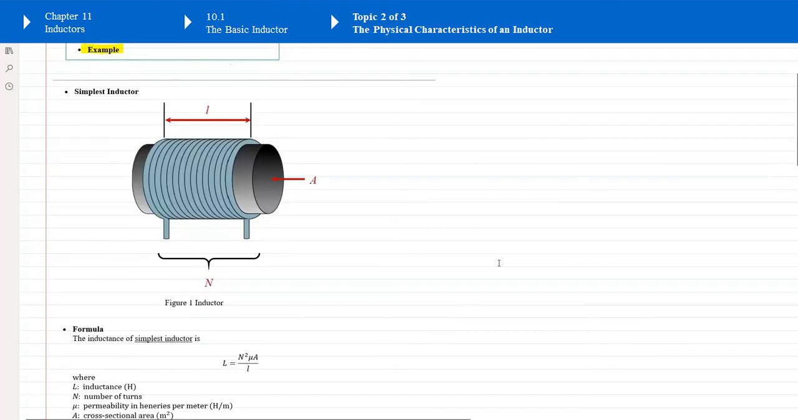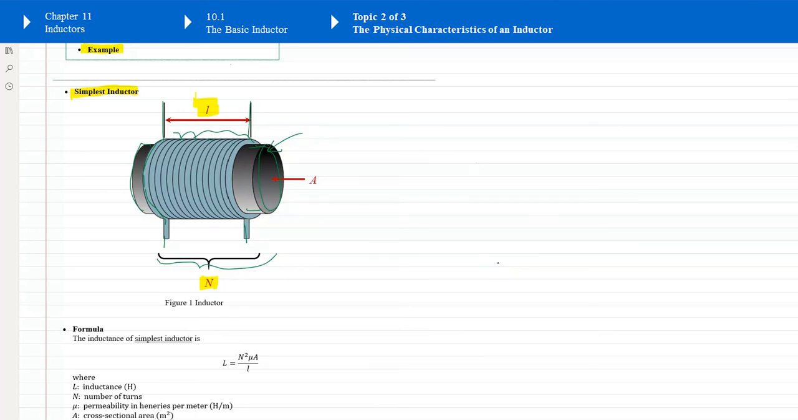The figure here shows the simplest inductor. As you can see, there is a rod in the center. After bending a long wire and wrapping it around the rod, it makes N coils. If you measure the length of the coil, not the length of the rod, the length of the coil, it is L.